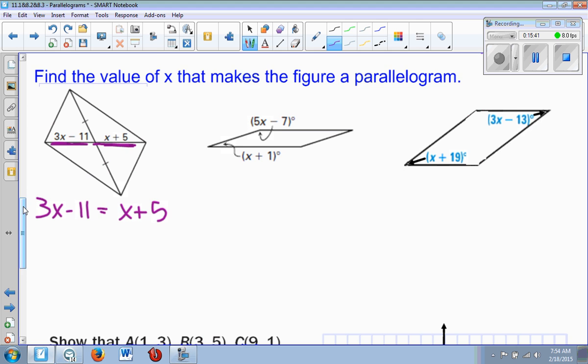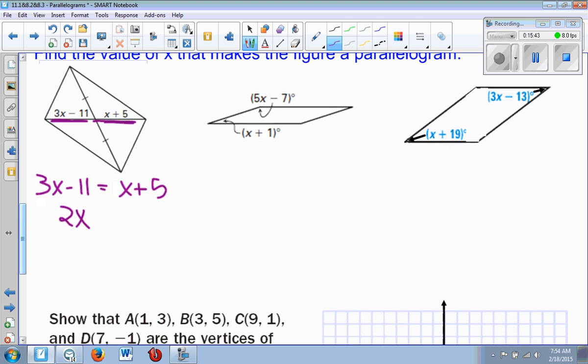So a couple of things, we would subtract x to get 2x. We would also add 11 to get 16. And dividing gives me an x value of 8.